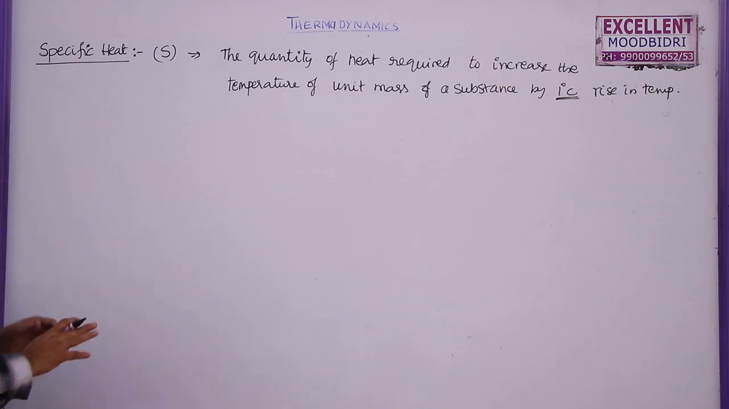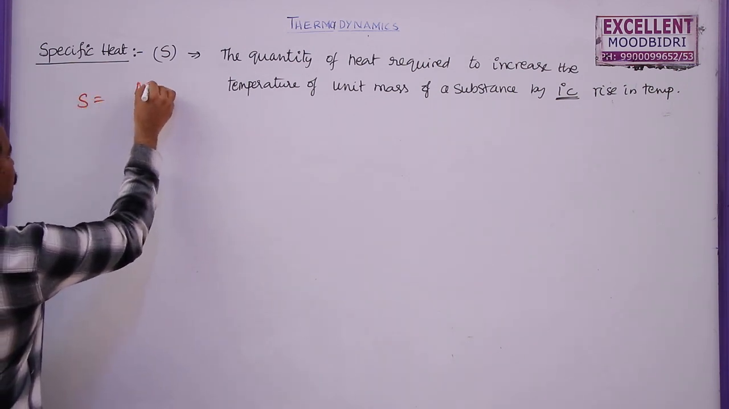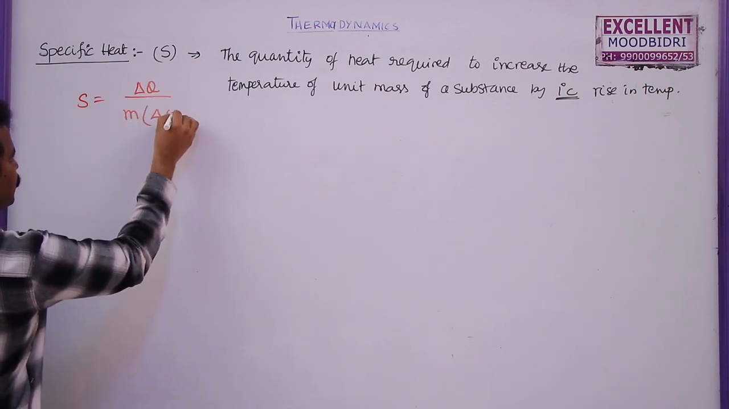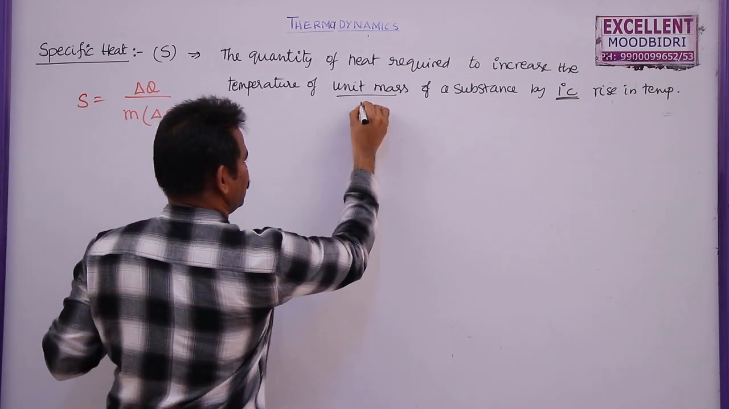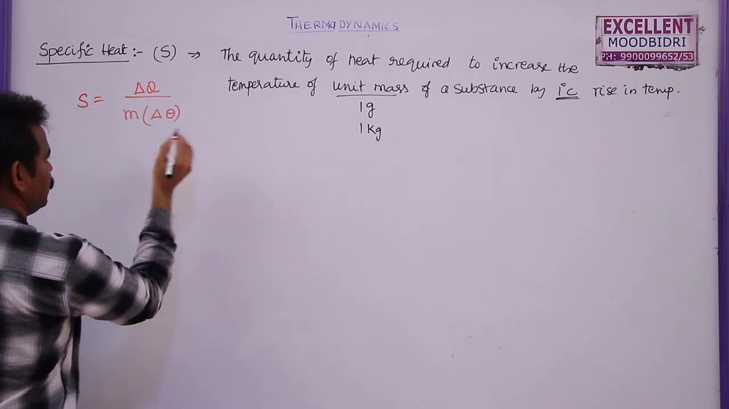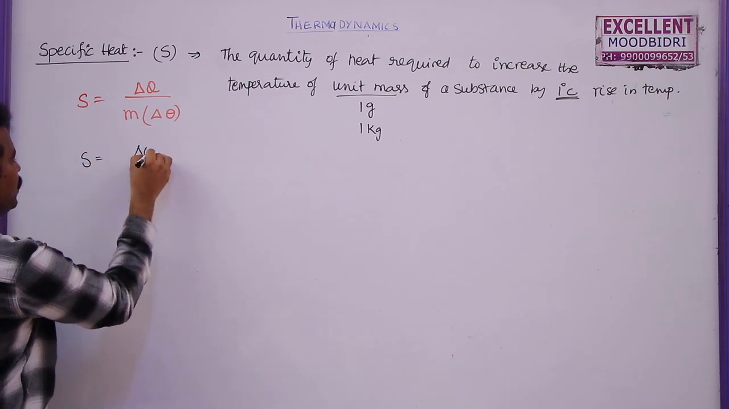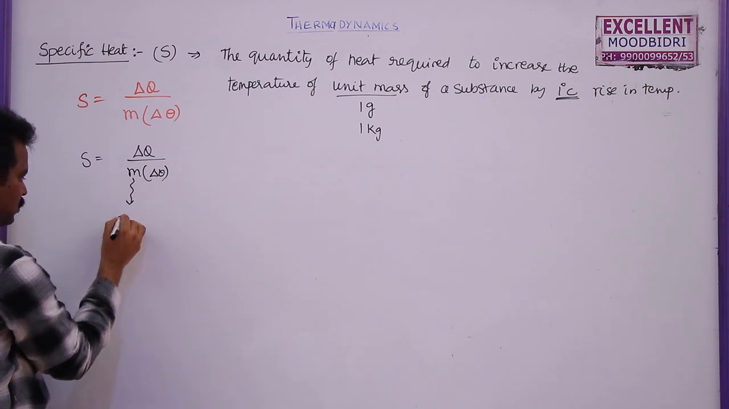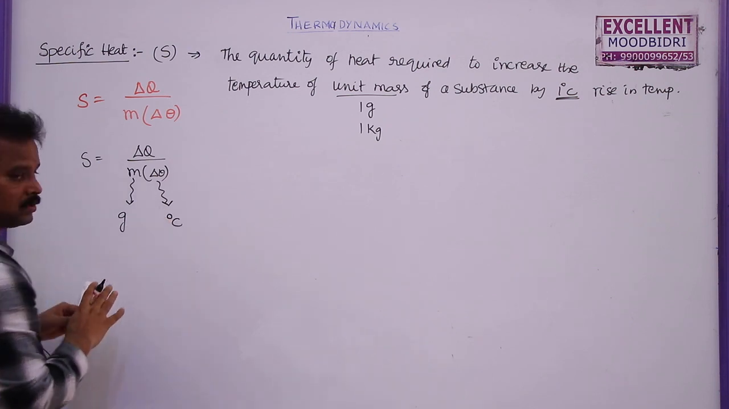So here we can write the specific heat S is given by the quantity of heat required for unit mass of substance to increase its temperature by 1 degree centigrade. So here unit mass may be 1 gram or 1 kg. Now if you take this 1 gram first, specific heat is given by delta Q by m into delta theta. If you take this in grams, the change in temperature must be taken in degrees Celsius.